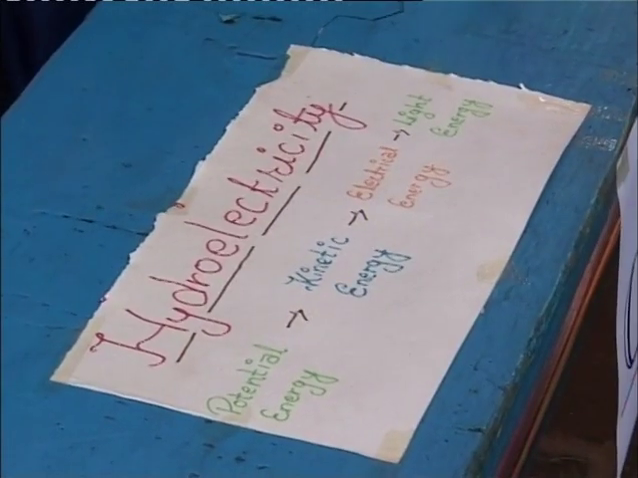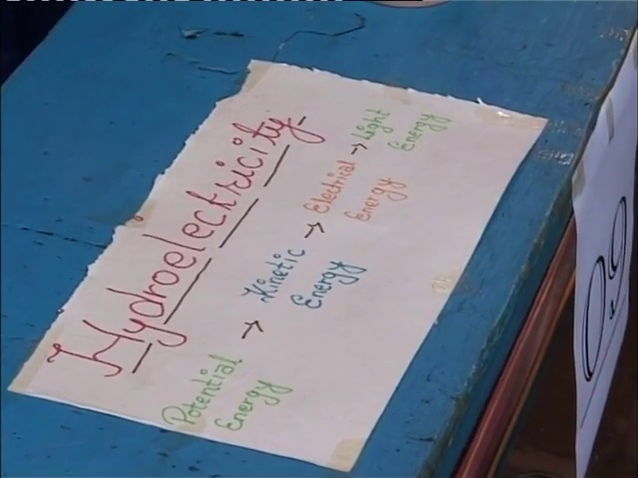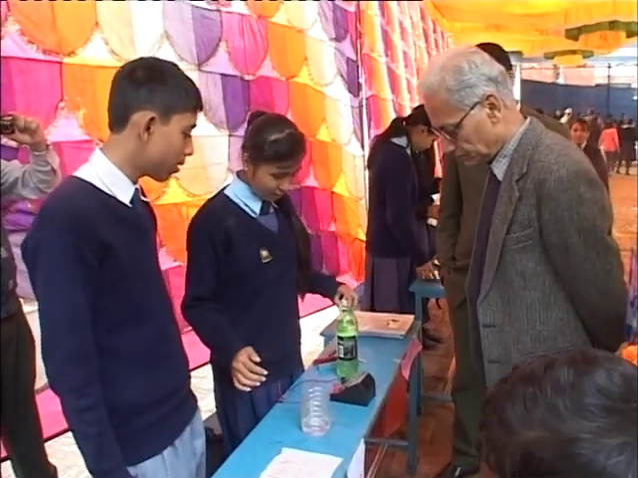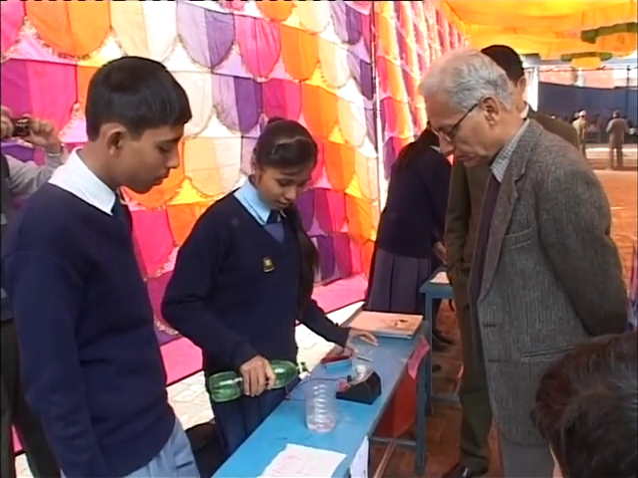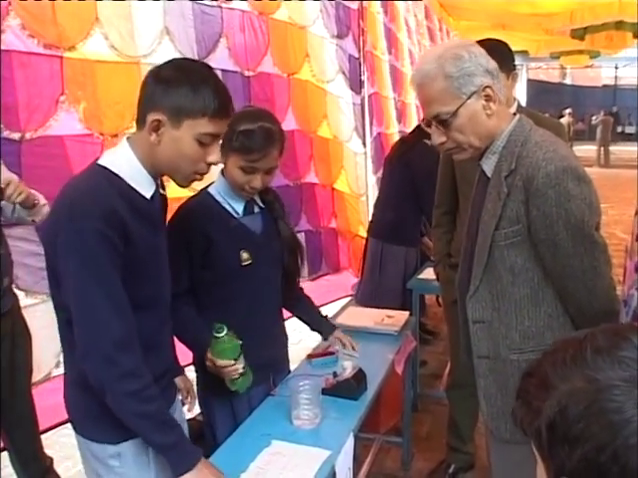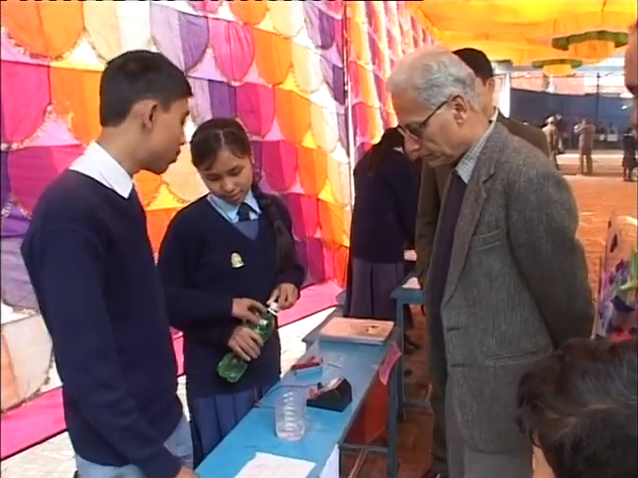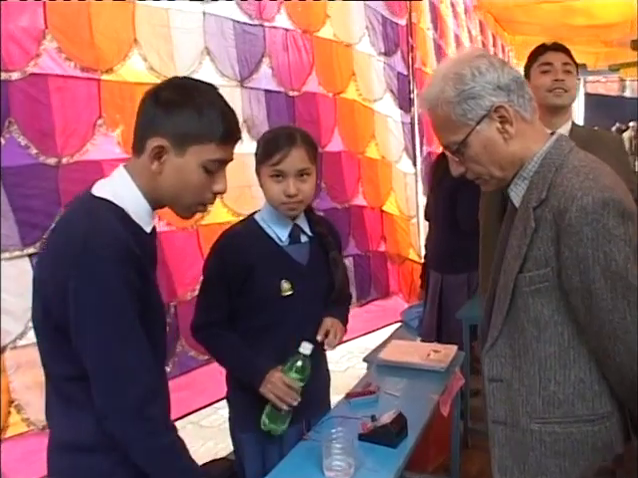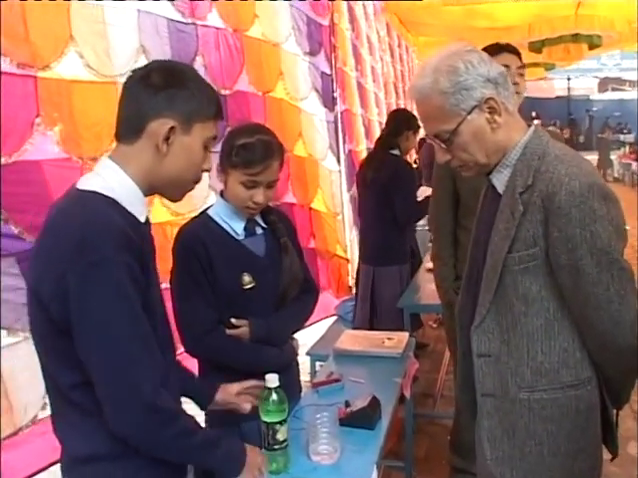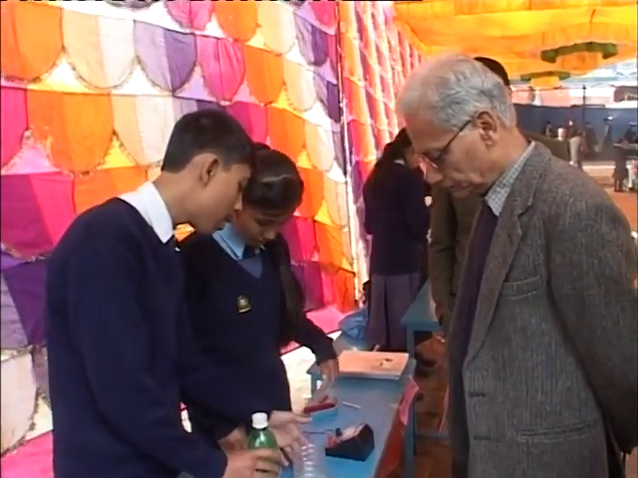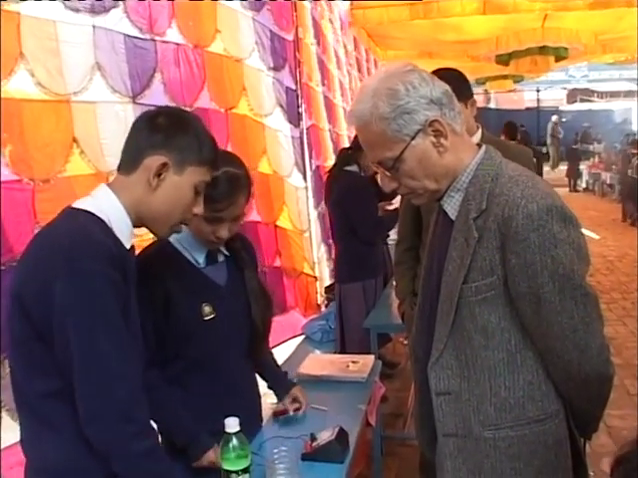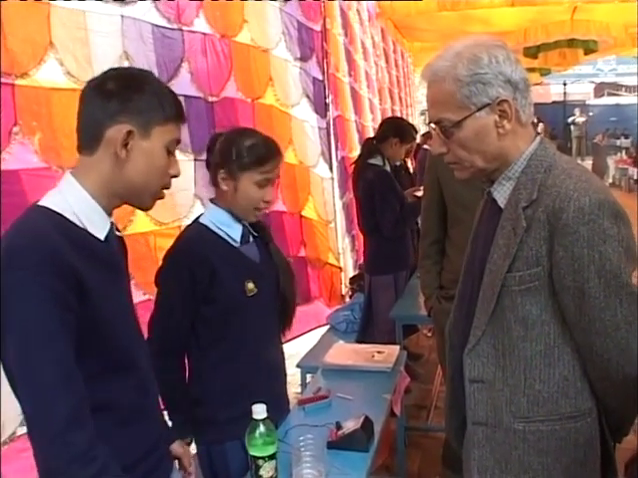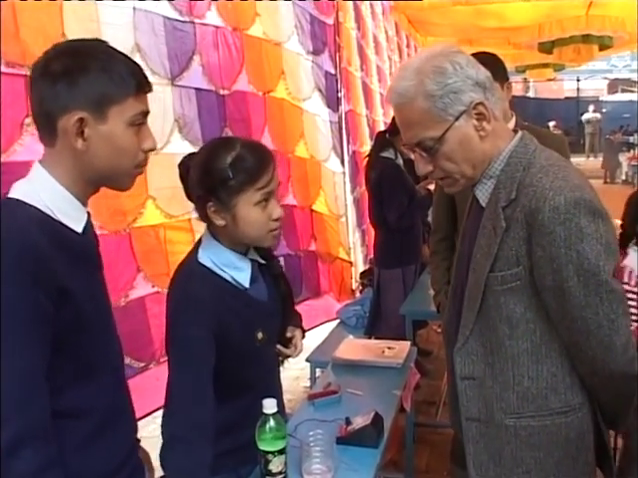And myself, Pravesh Maharjan from 9A. And this is a galvanometer. This is the turbine. And when we pour water here, first this water is in the potential energy form, and we put this water in this turbine. Due to the friction, this water will turn into the kinetic energy form. And after this, the water will be changed into the electric energy, from which the light will be produced.